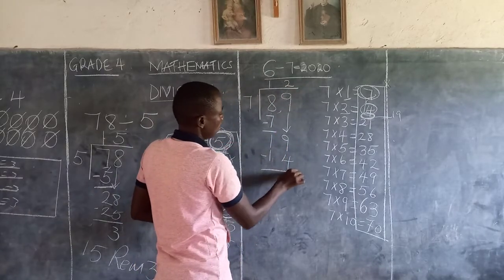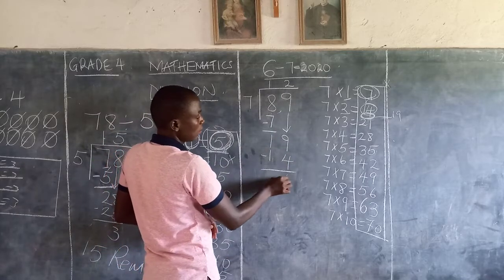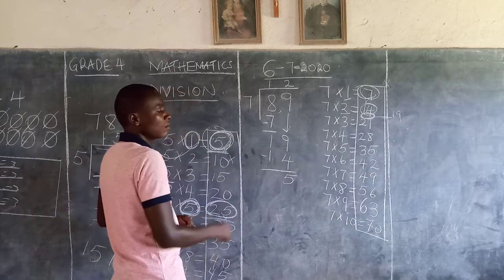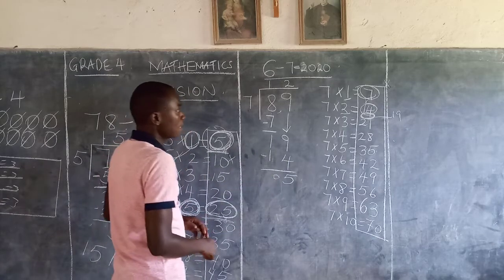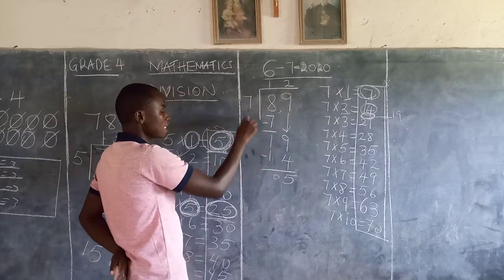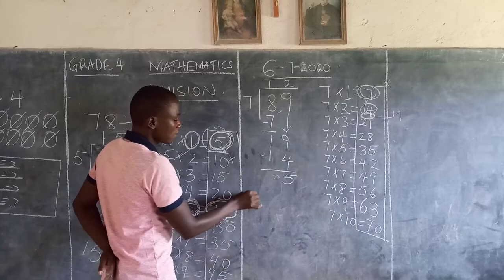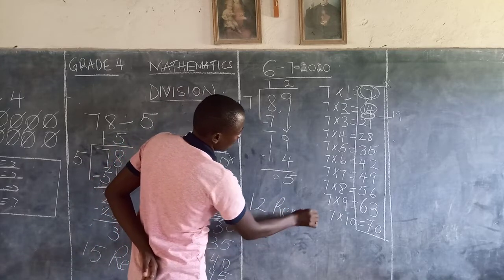Subtract here. 9 minus 4, 5. 1 minus 1, nothing. So that means that 89 divided by 7 gives you 12, remainder 5.